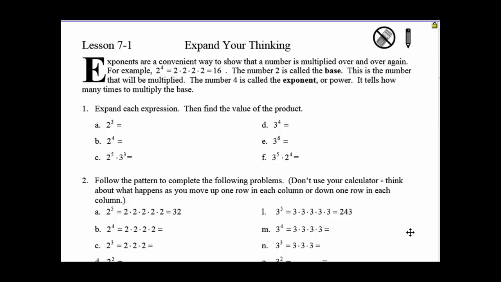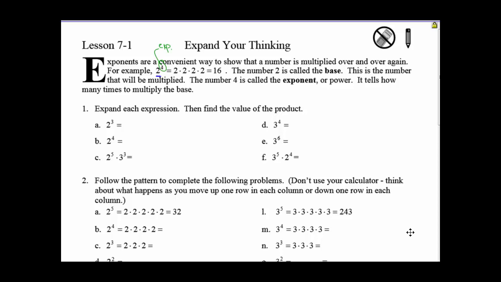Here we go. So exponents are a convenient way to show that a number is multiplied over and over again. For example, when we have 2 to the 4th, it's really 2 times 2 times 2 times 2, 4 times. And then that equals 16. So the number 2 is called the base. Vocab. So we have the base here. This 4, we're going to call that the exponent. So that tells us how many times we're going to multiply that base.